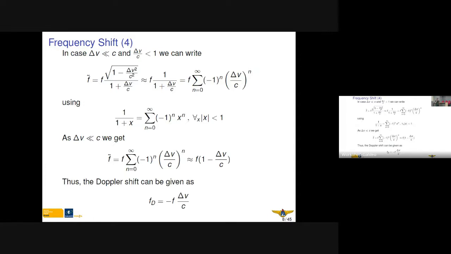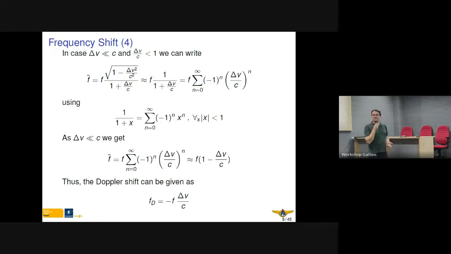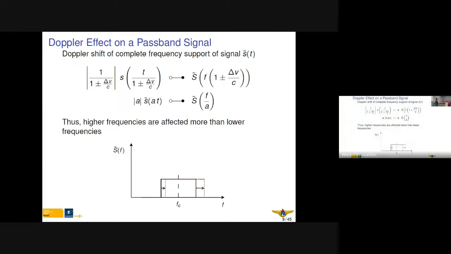Now, when we transmit a signal that has a certain frequency support, so has power spectral density over a bandwidth, the different frequencies of this power spectral density will experience a different shift, right? Because the Doppler frequency is dependent on the original frequency. And so the higher this original frequency, the higher the shift becomes. So what we experience is this effect, and it's like a dilatation effect.